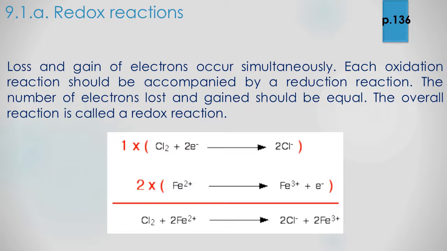You have 2 electrons gained in the first half reaction, 1 electron lost in the second half reaction. Therefore, we need to balance the number of electrons by multiplying the second half reaction, or the oxidation half reaction, by 2. So now you have 2 electrons lost and 2 electrons gained. The overall reaction should not contain any electrons.